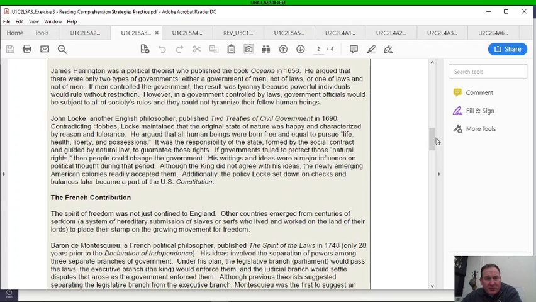James Harrington was a political theorist. So again, opportunity to summarize paragraphs here. You're doing it in the case of political theorists or philosophers.